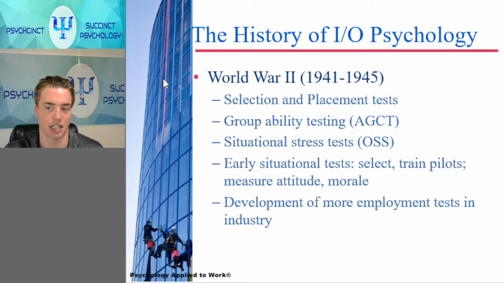Now, we had the selection and placement tests, the group ability testing. The AGCT, or the Army General Classification Test, was a test of general learning ability and was used by the Army and Marine Corps to assign recruits to military jobs. Some 12 million recruits were tested with the AGCT during World War II. And the Navy used a slightly different but similar test, the NGCT, the Navy General Classification Test, to assign recruits to military jobs. Then you also have situational stress tests, or OSS tests.